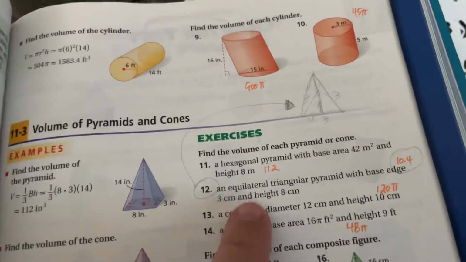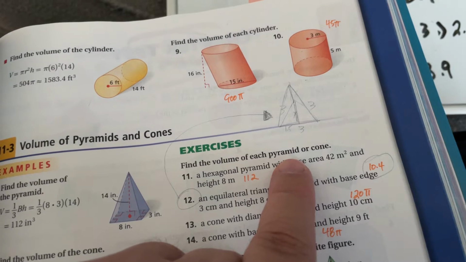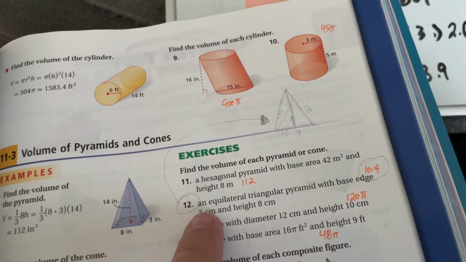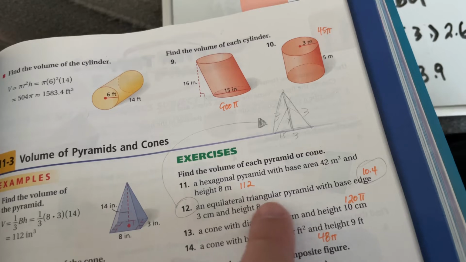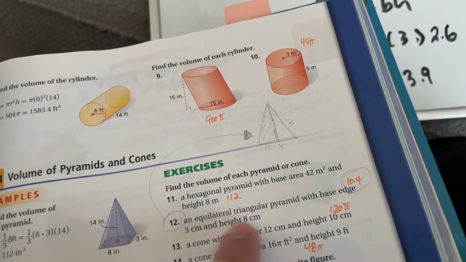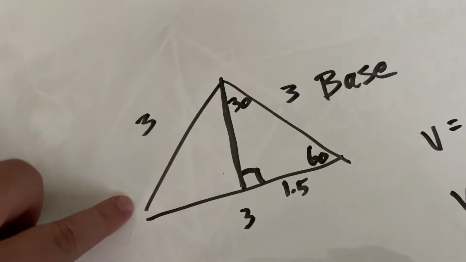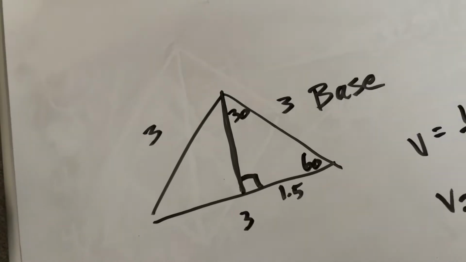Hey, let's consider this number 12 here to find the volume of the pyramid or cone. You want to find the volume of an equilateral triangle pyramid with a base edge of 3 and a height of 8. It's equilateral, so the base would look like this. Now, I'm not going to try to draw the pyramid because I tried that.